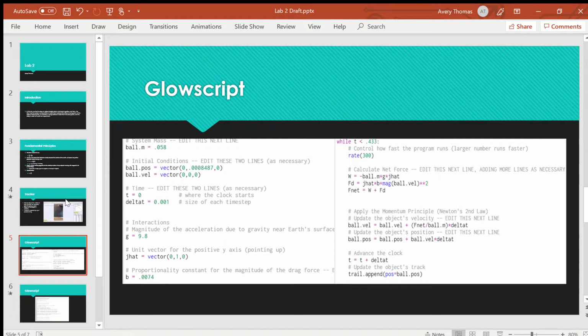I added a drag equation so that FD would equal j hat times the proportionality constant times the magnitude of the ball's velocity squared. Then I added the gravitational force and the drag force to create the net force. I used trial and error to determine my proportionality constant, but eventually found that when B equals 0.0074, the data most closely matched my data from my experiment. Lastly, I added arrows to show the two forces acting on the ball, and you can see the gravitational force is much larger than the drag force, and for this reason, the ball continues to accelerate in a downward direction. I'll play this now.